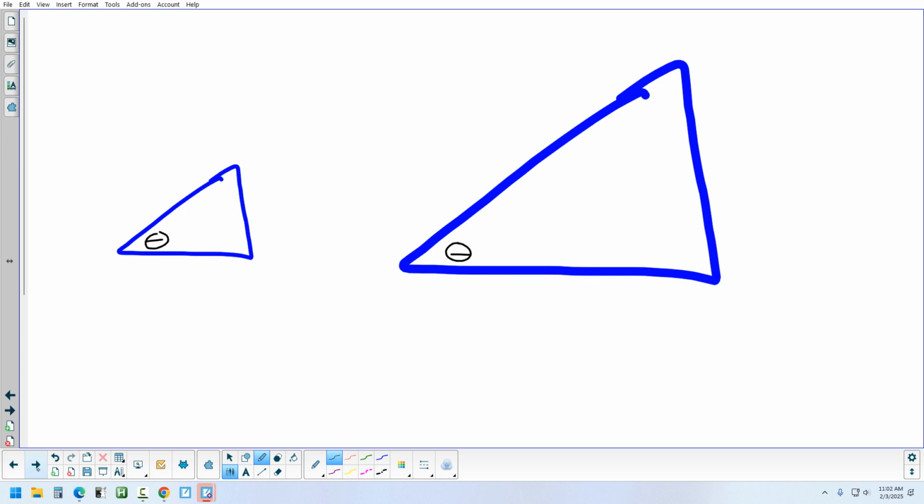It'll be the same. 2 over 2 is the same as 5 over 5. Whether you use a larger version or a smaller version of a triangle, if the angles are the same, when you do trig, the answers will come out the same. Size of the triangle doesn't matter. Okay?